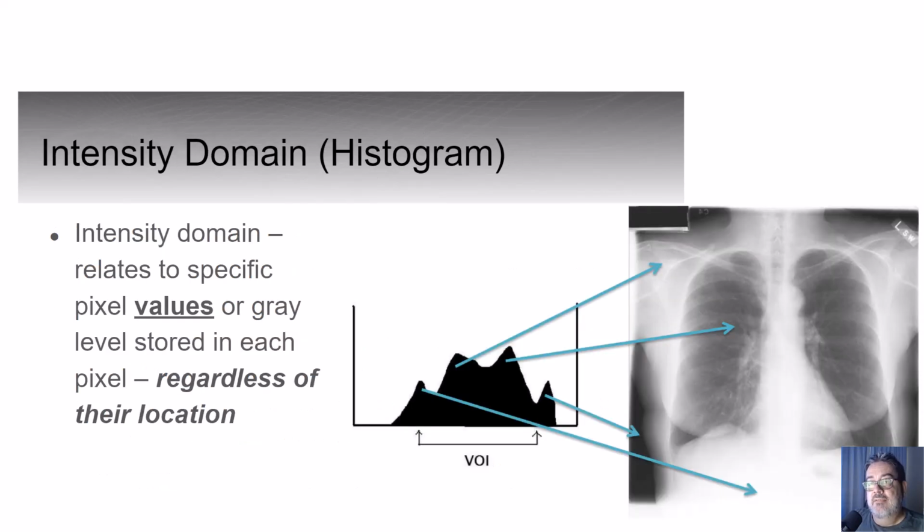Intensity domain refers to the generation of a histogram. This will be covered more in detail next semester, but we'll just kind of skim the surface now. The intensity domain relates to specific pixel values referring to their gray level, stored in each pixel, regardless of their location on the image. In the histogram itself, the x-axis refers to the specific shade of gray, meaning are they light or are they dark?